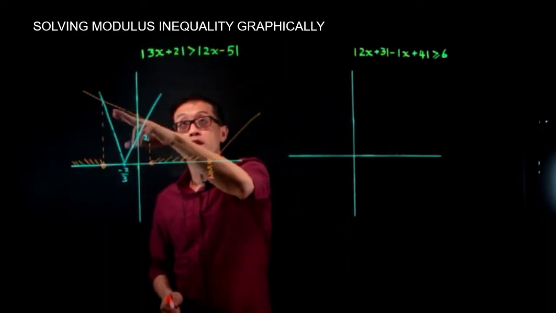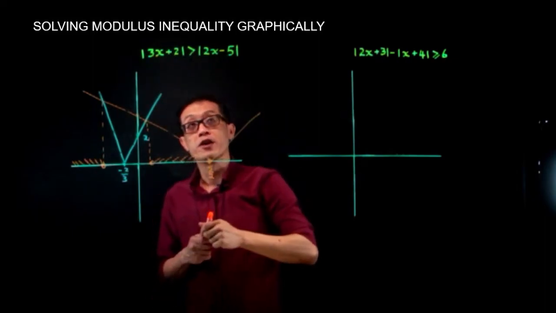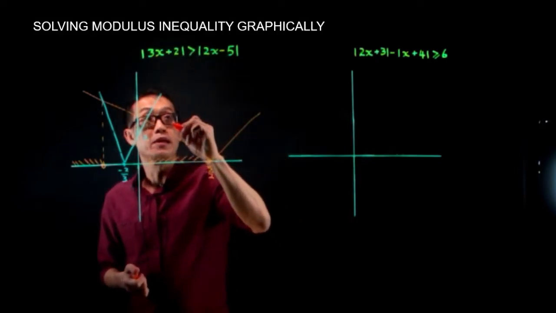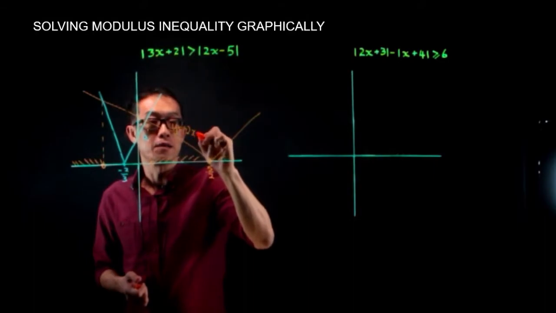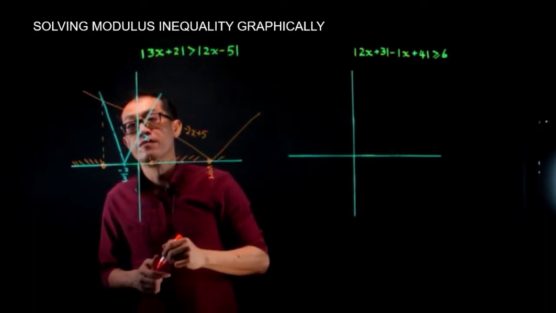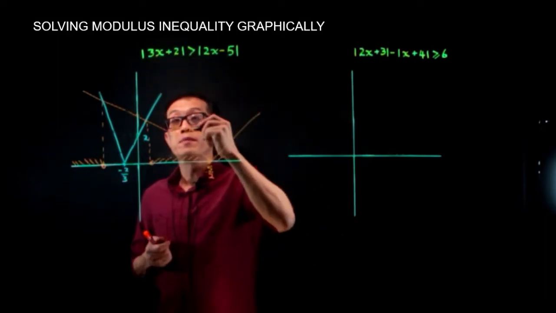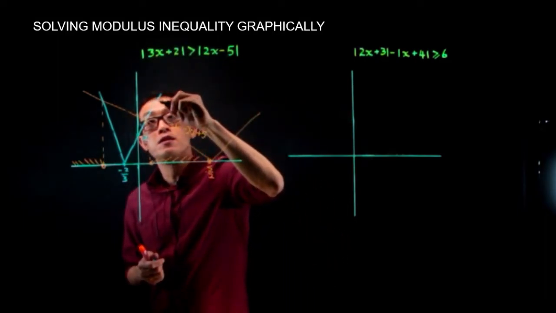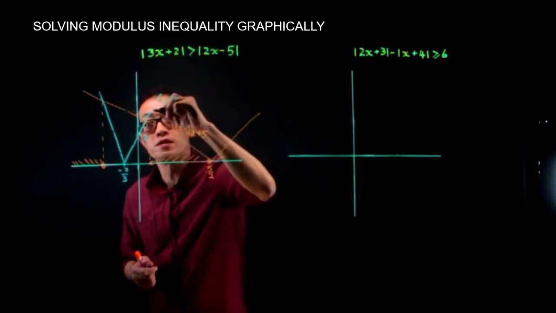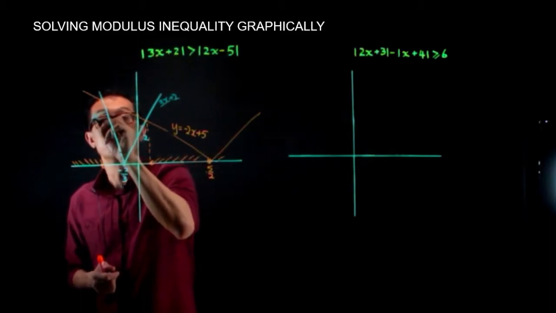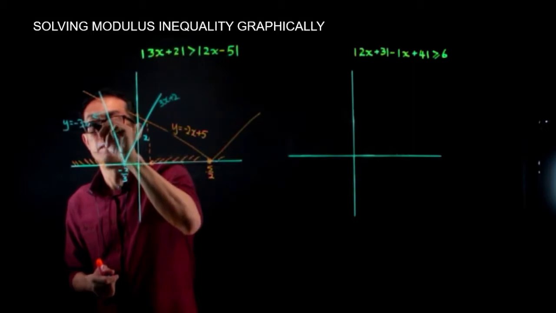Now what is the equation of this graph? This graph has a negative gradient, so this one would be y equals minus 2x plus 5. This one will be 3x plus 2, so this is y equals 3x plus 2. This is y equals minus 3x minus 2.